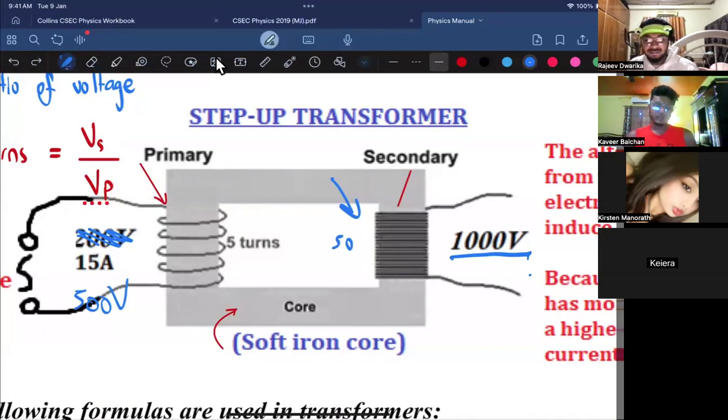You need to ask yourself, how many more turns is that? 5,000 volts. Yeah, that's the answer. 5,000. I think you understand it now. What I'm trying to say is the ratio of turns is equal to the ratio of voltage. So 50 divided by 5 is 10, right? That means your secondary voltage divided by 500 had to be 10. So 5,000 divided by 500 is 10. Kira, do you understand that?